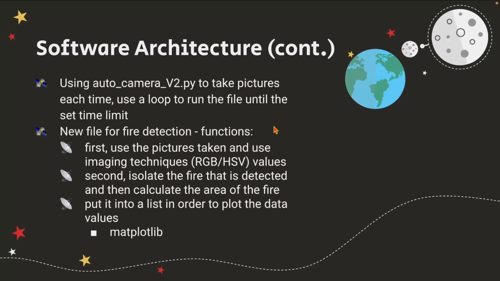As for a more specific plan on how to accomplish our goal, we will first take pictures every minute using auto camera v2.py, and then we will use imaging techniques to isolate the wildfire sections in the image and then calculate the areas for that. And then at the end, we will use matplotlib to graph the values that we collected.